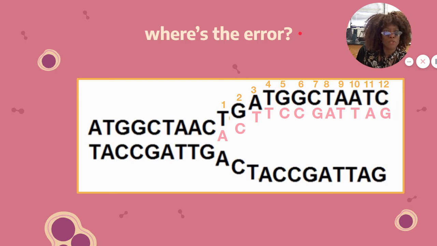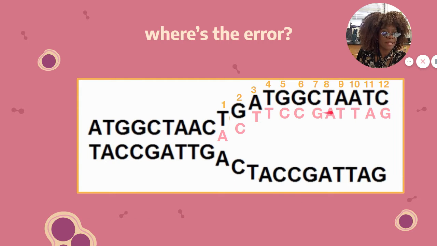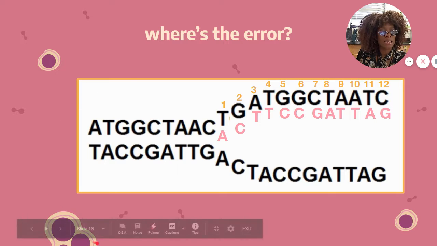Okay, now I have a problem for you. I want you to look at this DNA model of DNA replication, and DNA polymerase went in and added these bases. However, there is an error somewhere. I want you to tell me where that error is. Is it at position 1, position 2, or any of these? Tell me, where is the error?